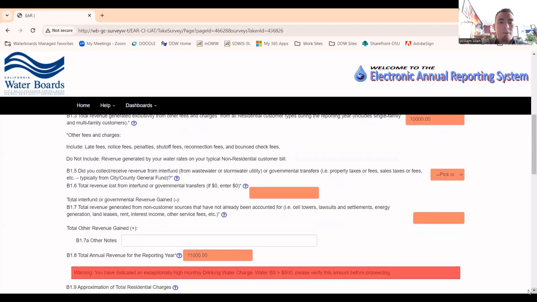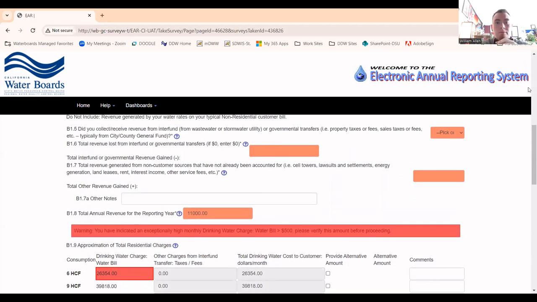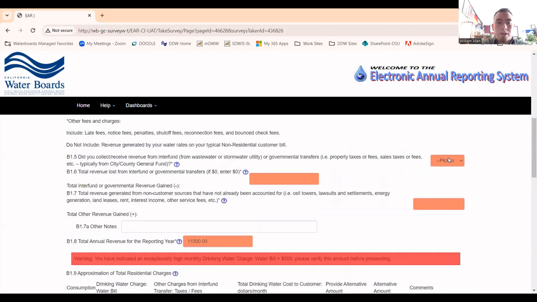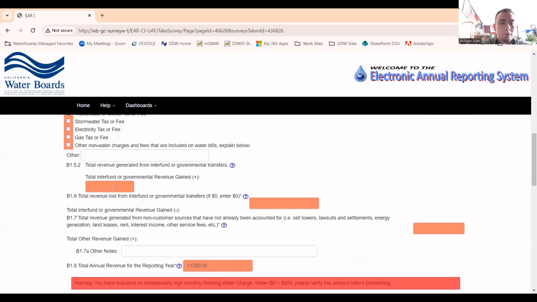And then B1.5, basically, if your water system received revenue from a local county due to property sales or general grants from the general fund, you'd want to incorporate them here. So we'll say for this one, we'll do stormwater tax or fee. And then you want to just write down the total amount you gained from that revenue.